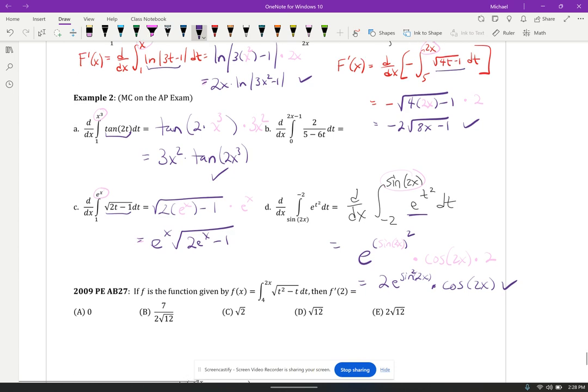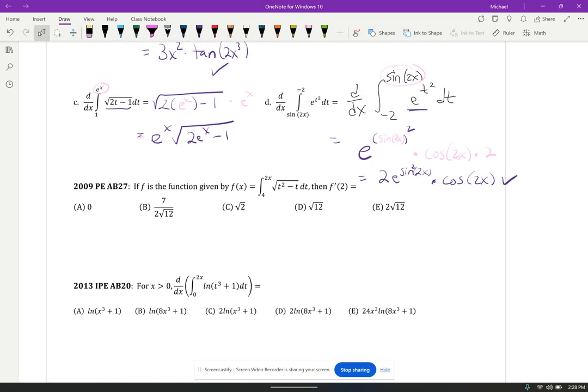Here is a practice exam from 2009 for AB number 27. If f is the function given by this indefinite integral, then find f prime of 2. Well, be careful. I'm looking for the derivative at a specific value, but I have to find the derivative first. So if I'm looking for f prime of x, I have to take the derivative of this integral function first, and then I can plug it in. I can't plug it in right away and expect to be able to do it.